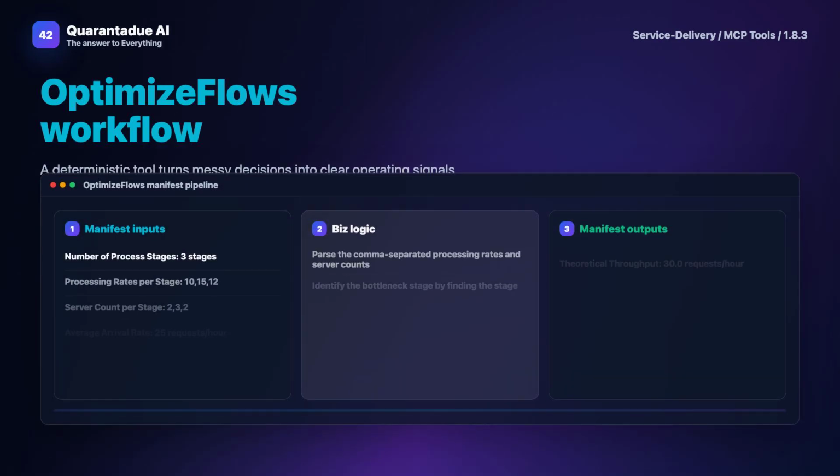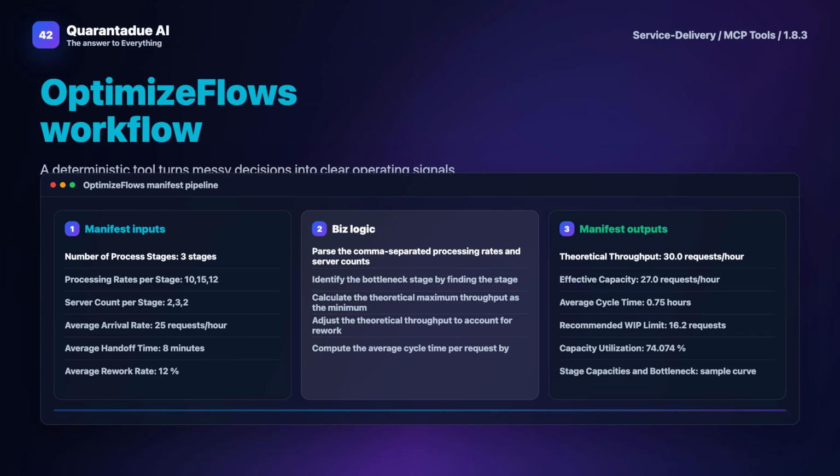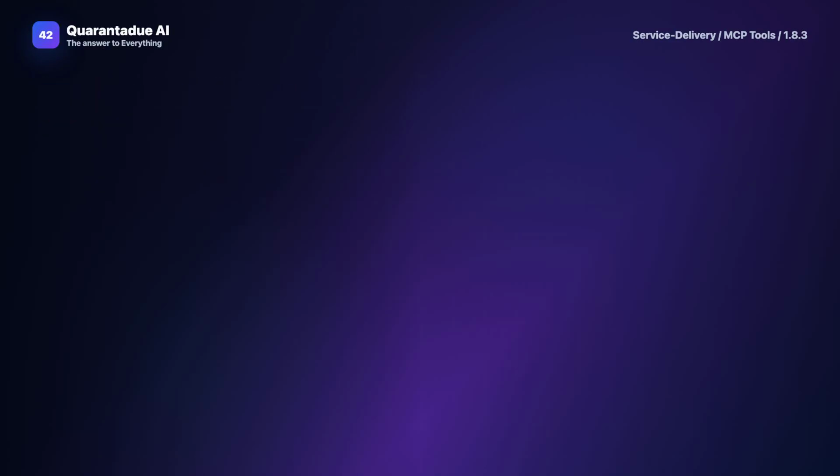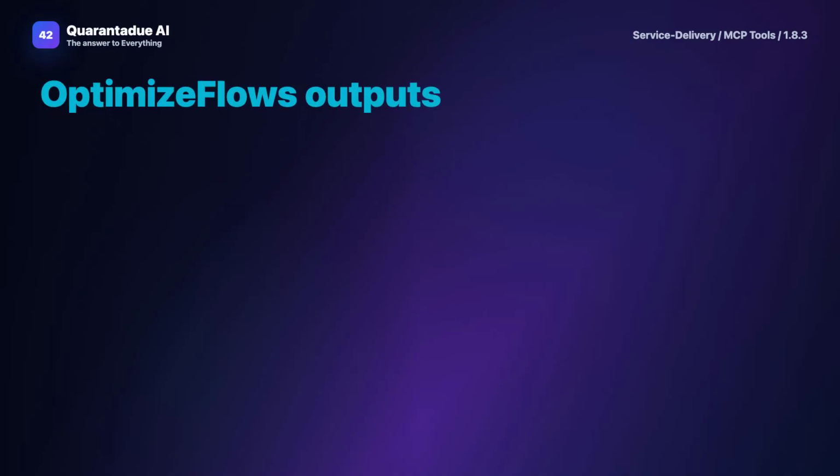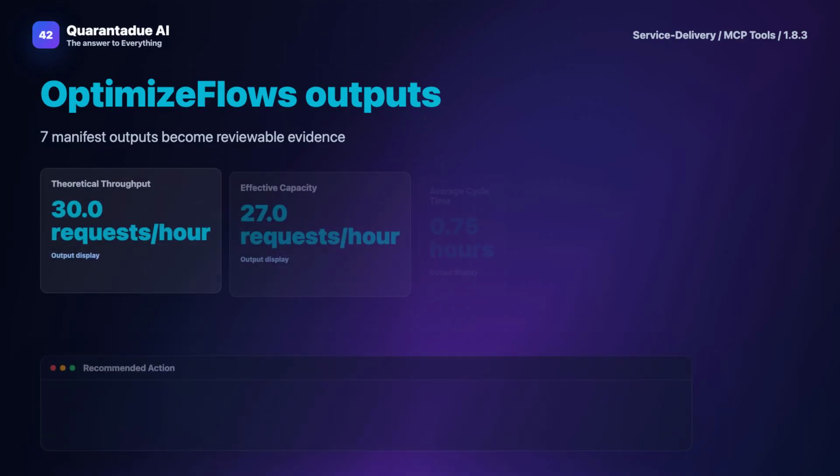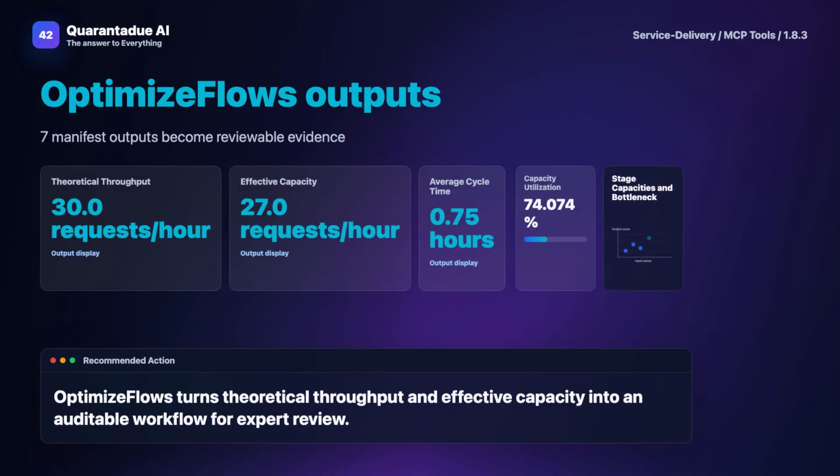Calculate the theoretical maximum throughput as the minimum capacity among all stages, which limits the overall system throughput. Adjust the theoretical throughput to account for rework by reducing it based on the average rework rate percentage. And compute the average cycle time per request by considering the number of stages, the difference between effective capacity and arrival rate, and handoff delays converted to hours. This keeps the process deterministic, reviewable, and aligned with how service delivery teams actually make decisions.